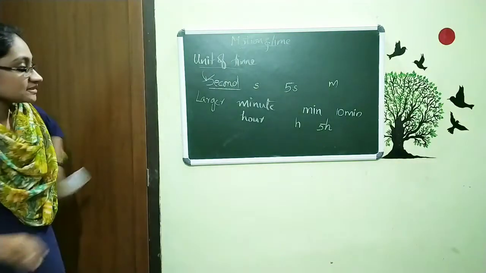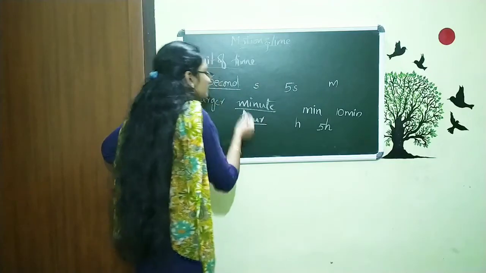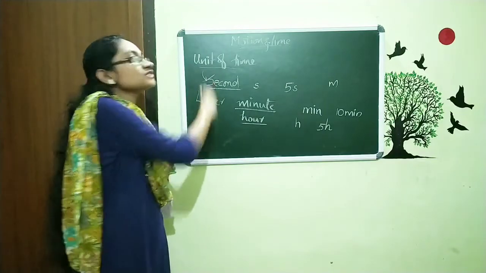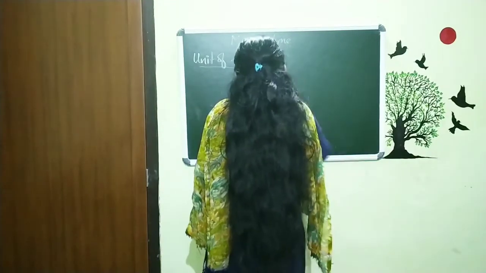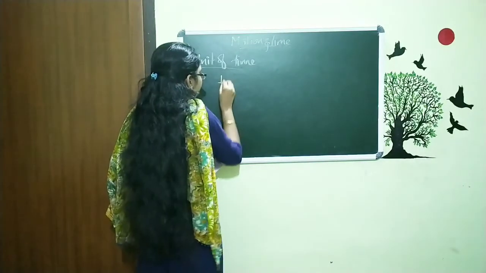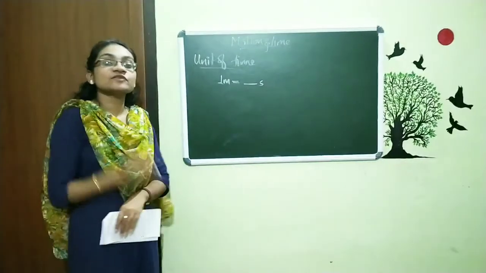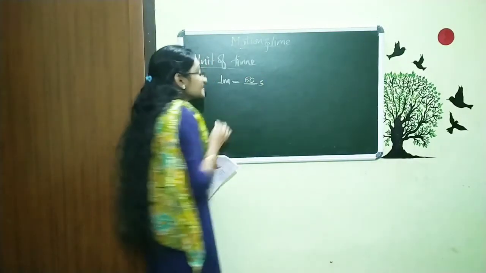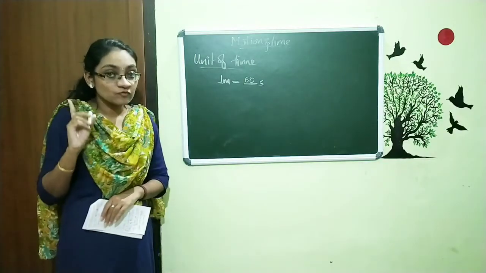Now we want to study the relation between these. That means this second, this minute and this hour are mutually related. Now we want to study what the relation between them is. That is the next thing we are going to study. Now the question is, 1 minute equals dash seconds. How many seconds are there in 1 minute? There are 60 seconds in 1 minute.